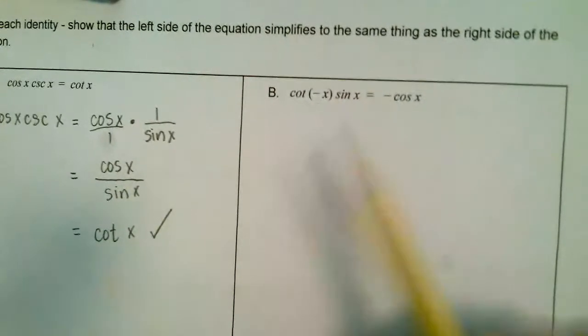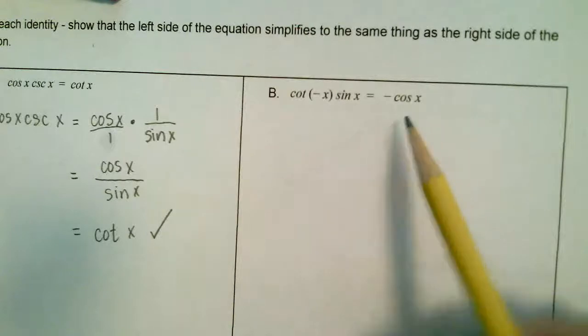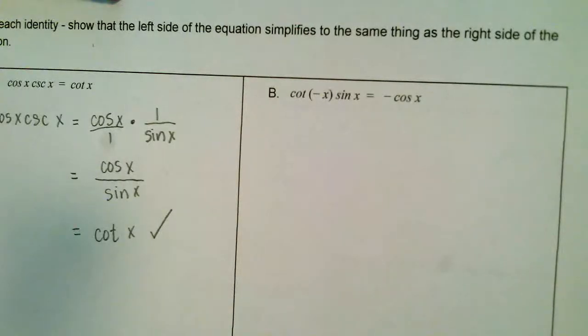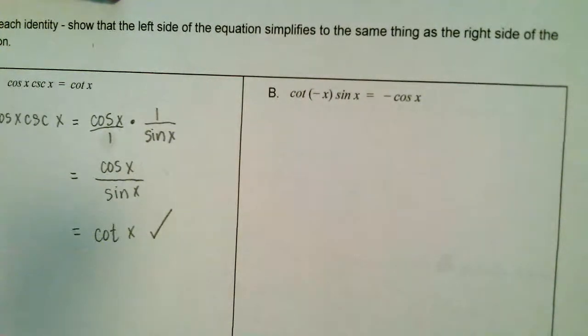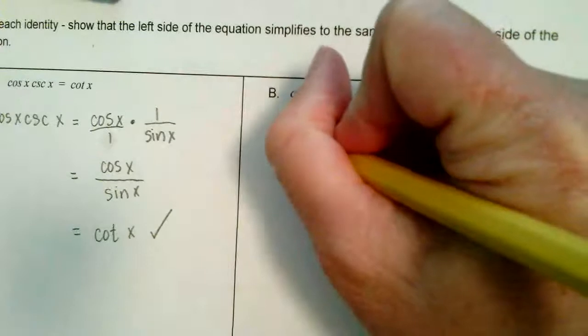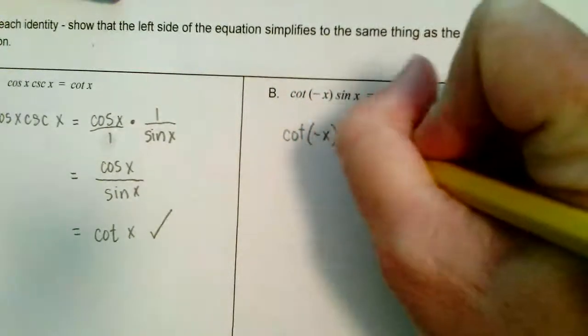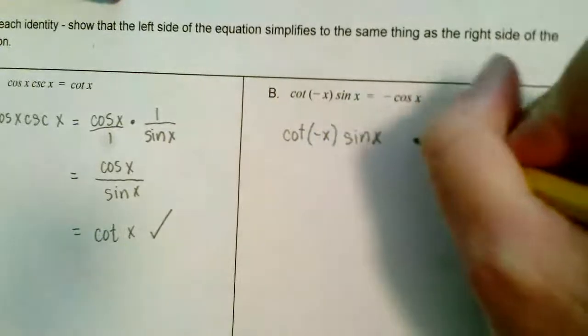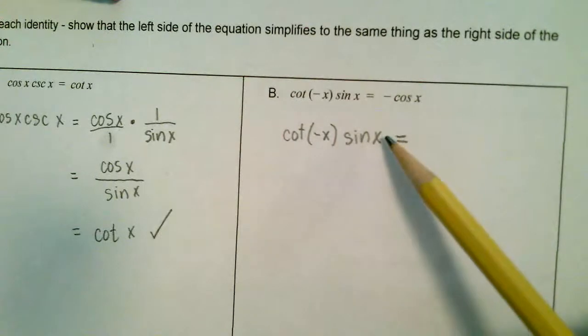So I have the cotangent of negative x times the sine of x equals the negative cosine of x. And I want to prove this identity. So I am looking and I see again my left-hand side looks more complicated. So I'm going to say the cotangent of negative x times the sine of x. All I'm doing is rewriting that. So that was my more complicated side.